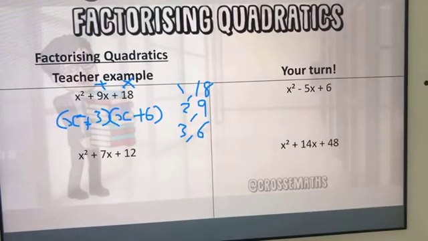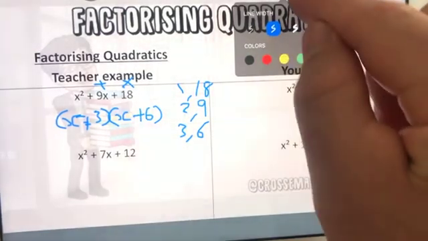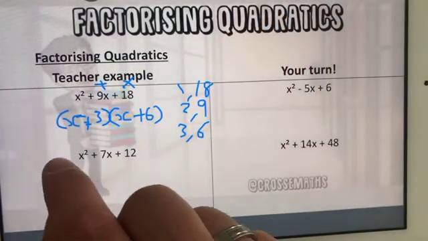And that's it. That's that factorised. That's all factorising is. You're putting it back into double brackets. Same thing down the bottom. I'm putting this back into two brackets.